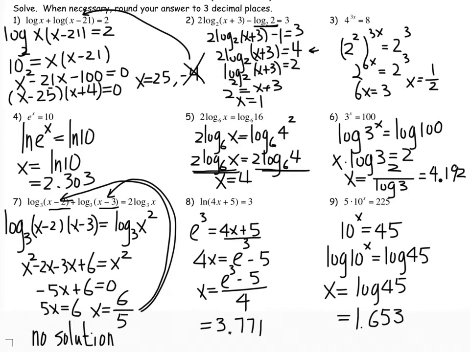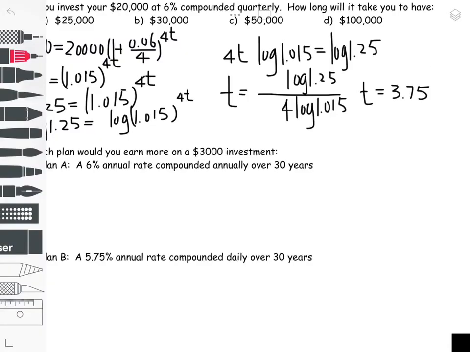Take the logarithm on both sides. So my x equals log 45, which is 1.653. So make sure you practice finding these numbers on your calculator. You will need this on your chapter test.